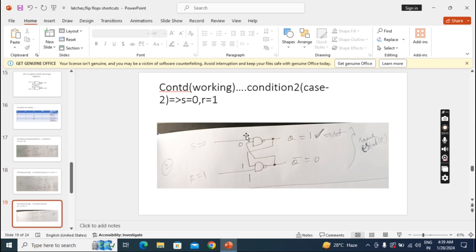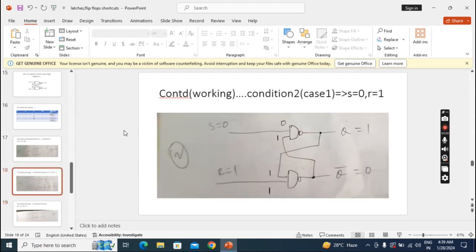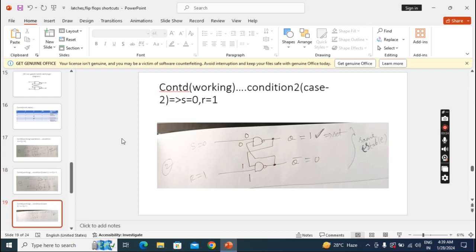Okay. Now both are zeros, so output is 1. Both are 1s, output is 0. So here we are getting Q1, Q bar 0. Previously what we got? Q1, Q bar 0. So this is the stable output. Now this output is the final output because this is the stable output. We have to take only stable output in the truth table. Okay. And I told out of 2 outputs, we consider only 1 because this is just a complemented version. Both are same only.